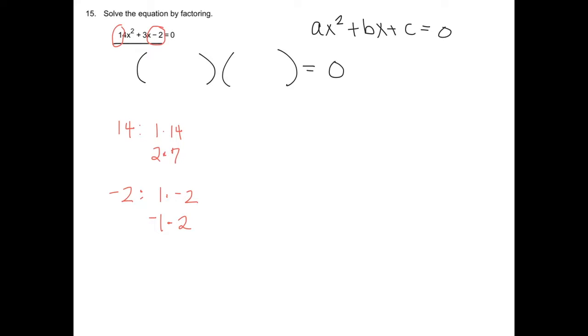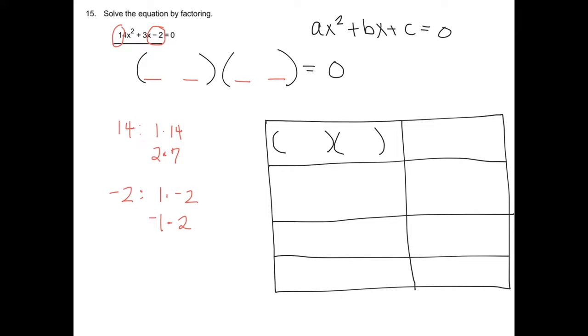I want to test these pairs to see what combination of pairs will go in my first position and last position of each set of parentheses. To do this, I'm going to create a chart. This chart will test the pairs of combinations. So in the chart, I have two sets of parentheses set up, and I'm going to choose the 1 and 14 to go in the first position of each parenthesis. So I'll have a 1x, or a single x, in the first set, and a 14x in the second set.